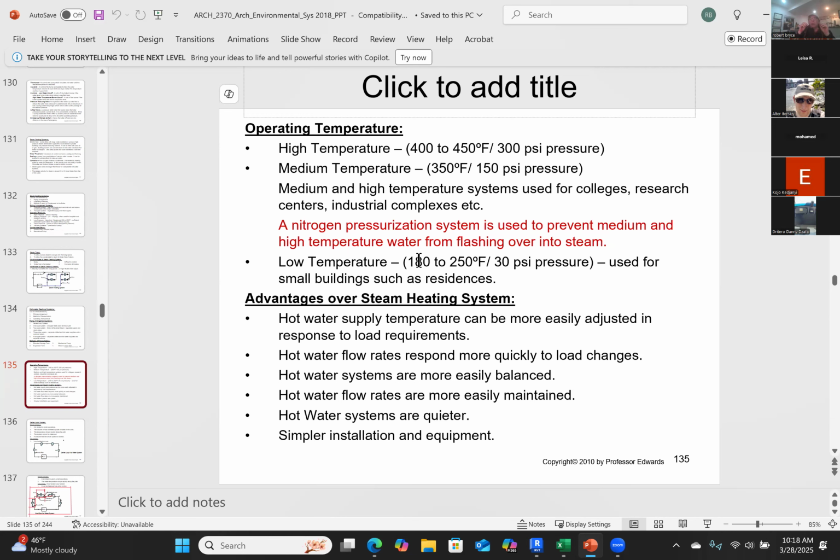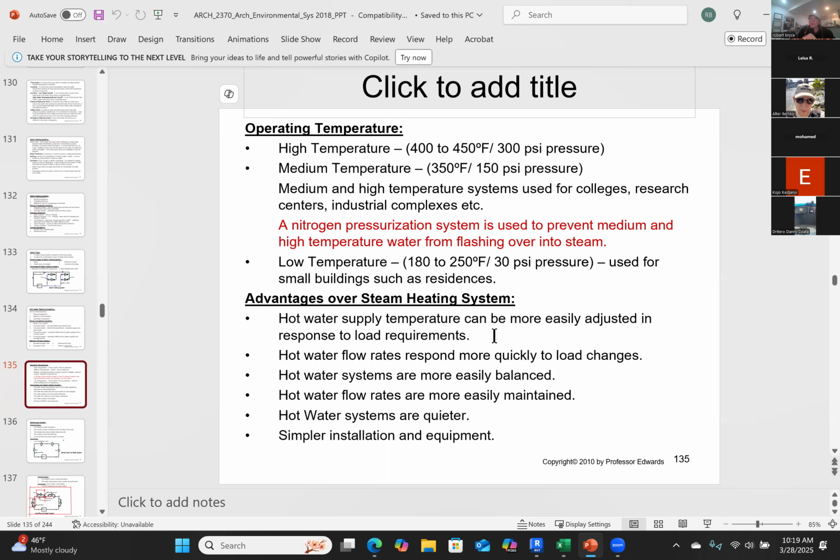So now if we take a look at that as opposed to steam, or if we're comparing it to steam, well, we can definitely control the temperature of the water, can't we? So we can turn the temperature of the water up, or we can turn it down depending on what the requirements are. When we say load requirements, that's the load on your system, your heating system. Also, hot water responds more quickly to load changes, all right? So that's a possibility or a benefit as well. We can balance the system easier, and these are all comparisons to steam.